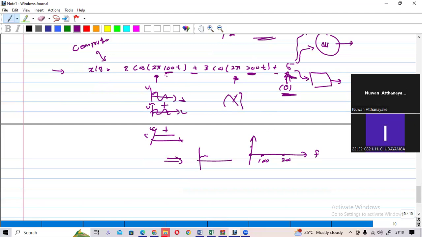But here we have a frequency. Here we have a frequency. This power is 2 squared divided by 2, that is 2. This will be 3 squared divided by 2, that is 4.5. So the spectrum analyzer will show you this kind of signal.